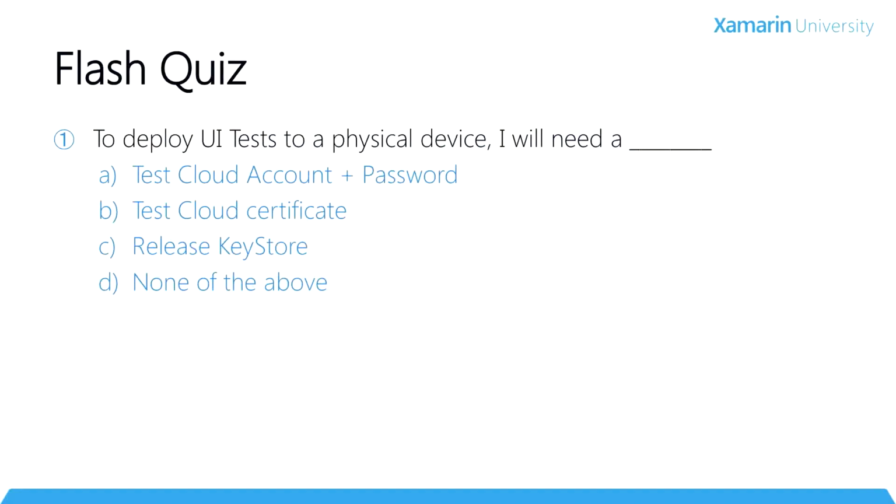Question 1. To deploy UI tests to a physical device, I will need what? Is it A, a Test Cloud account and password, B, a Test Cloud certificate, C, a release key store, or D, none of the above? Well, the answer is D, none of the above. We can deploy our UI test directly to our physical device without any of that.